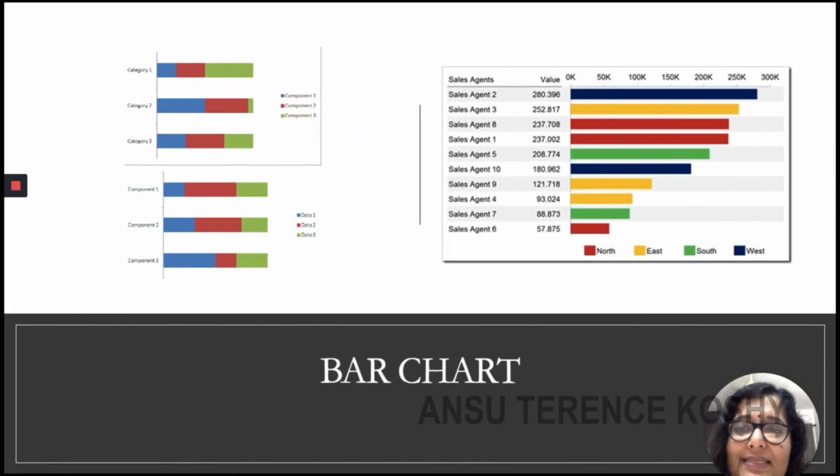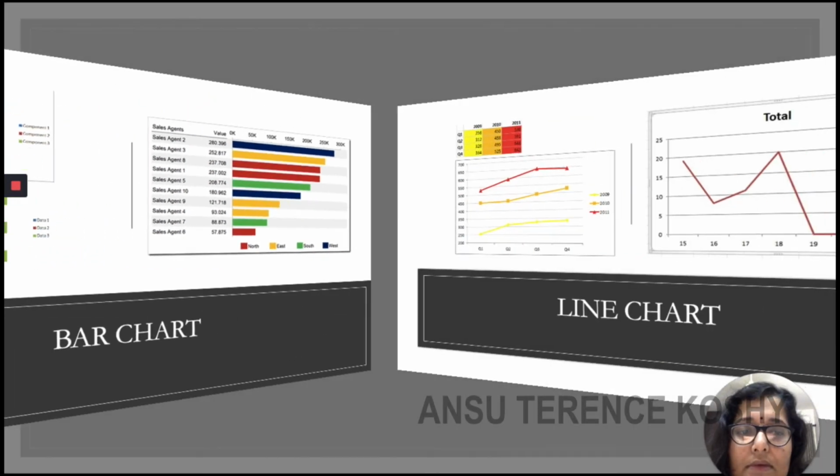These two are examples of bar charts. That is, if you want to show the value of three components in one category, you can either show it like this, or you can always show it like this in three different color schemes. So it depends on how you want to show your data.